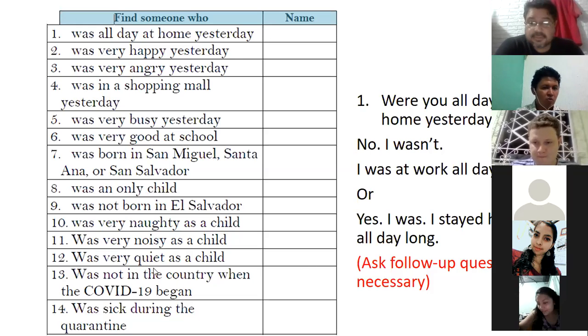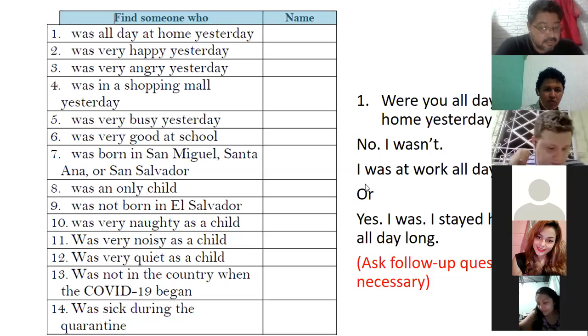So Elio, could you please practice? Choose one of these questions in there. Okay, number 13. Hilda, are you there? Yes. We're not in the country when the COVID-19 began. Let me stop you right there. You have to say, were you not in the country when the COVID-19 began? Between was or were, you have to put the subject. In this case, you can say, Hilda, were you not in the country when the COVID-19 began? Yes, I was. I stayed in my home.